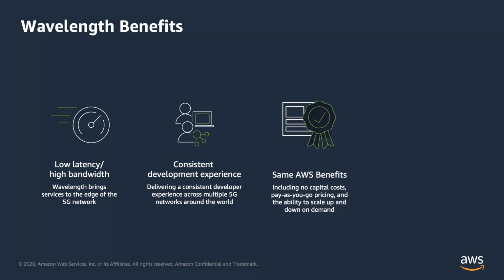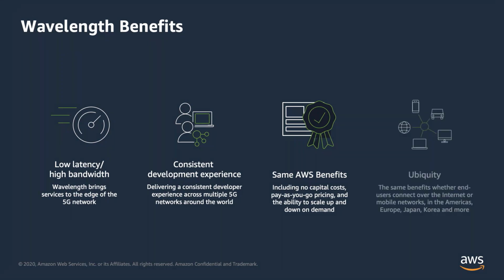Third, with Wavelength, you get capacity close to your end users and data, along with AWS benefits such as no capital costs, pay-as-you-go pricing, and the ability to scale up and down on demand. Finally, AWS Regions, Local Zones, and Wavelength expand AWS to deliver ultra-low latency to more locations around the world. You get those same benefits whether end users connect over the internet or mobile networks in the Americas, Europe, Japan, Korea, and more locations to come.